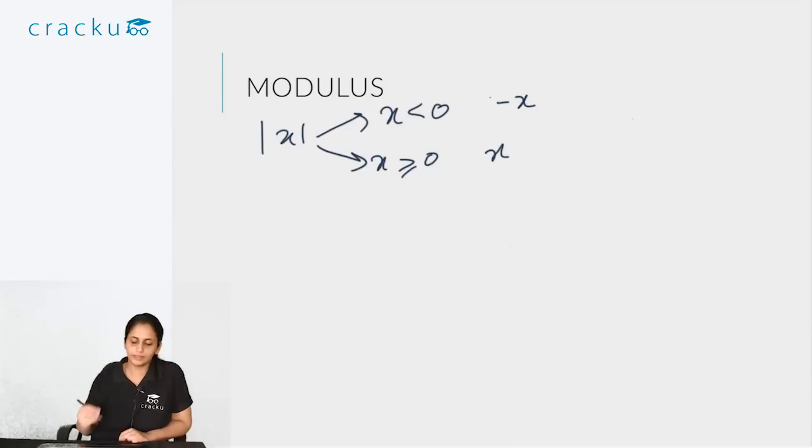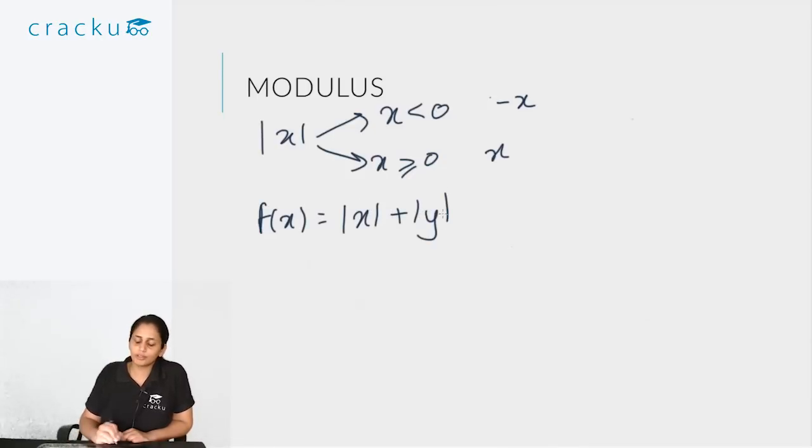So the basic thing that you have to do in modulus is, whenever you are given a modulus function, like say f of x is equal to modulus of x plus modulus of y, you have to remove the modulus sign. How do you do that?